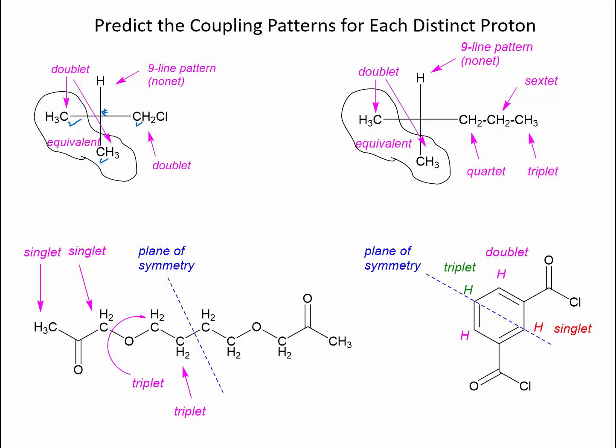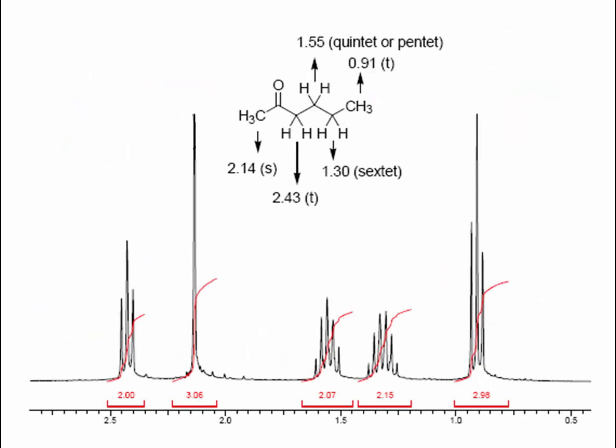Okay, again, the rules of coupling are a little bit more complex. I'm just simplifying it. There's a complication that arises from chirality, but I'm not going to cover that here, and that's something that's for a more advanced class. All right, so let's look at an actual NMR spectrum.